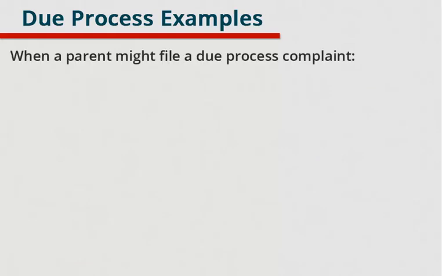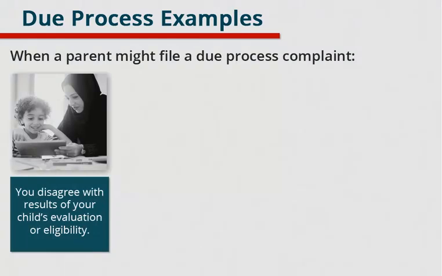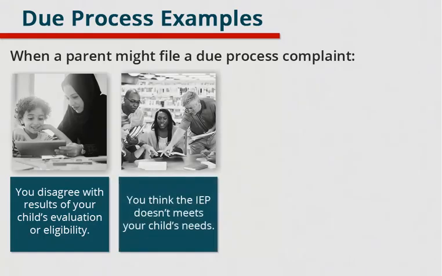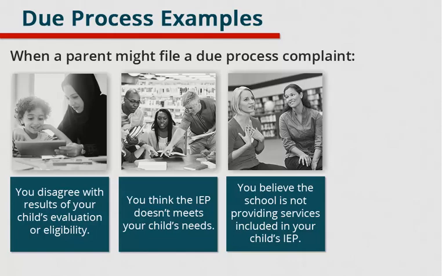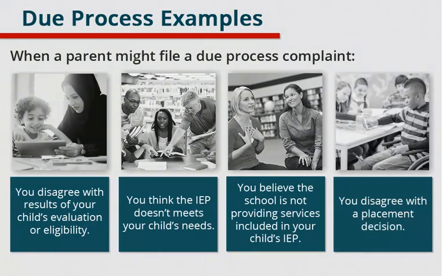A few examples of when a parent might file a due process complaint include: you disagree with the results of your child's evaluation regarding his or her eligibility for special education and related services. You think that the Individualized Education Program, or IEP, developed by your child's IEP team doesn't meet his or her special education and related service needs. You believe the school is not providing the services included in your child's IEP. You disagree with the placement decision made for your child.